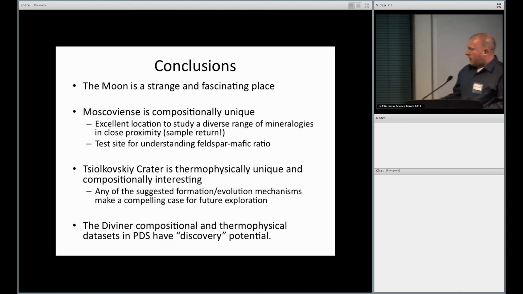And Tsiolkovskiy Crater is definitely thermophysically unique. And it is also compositionally interesting. And I think no matter which formation mechanism we ultimately favor, it's still going to be a compelling case for future exploration. And the final point is that the Diviner data set in PDS, which is actually what was used here to see that Tsiolkovskiy looked different, has the potential for discovery.